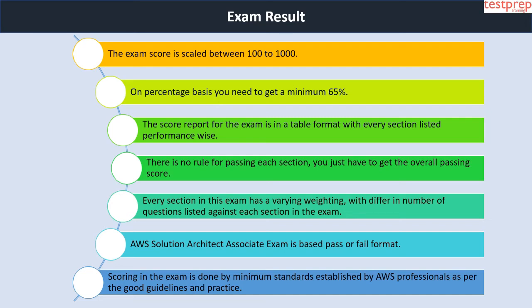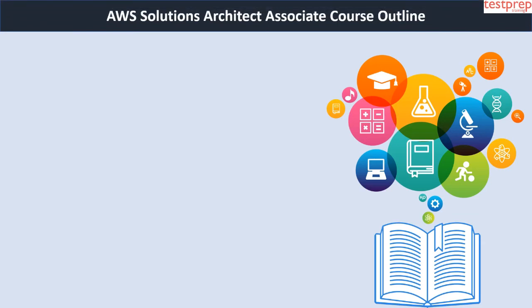6. The AWS Solutions Architect Associate Exam is in a pass or fail format. 7. Scoring in the exam is done by minimum standards established by AWS professionals, as per good guidelines and practice. AWS Solutions Architect Associate Course Outline.